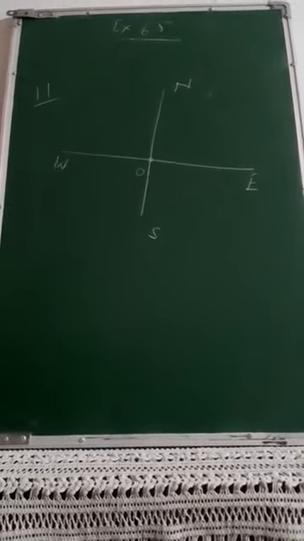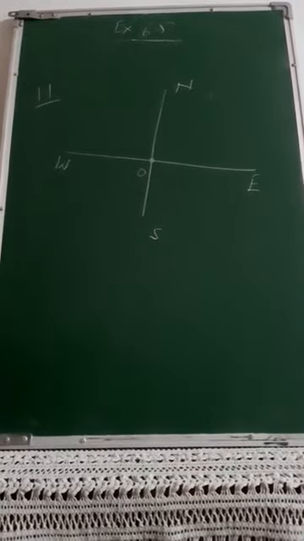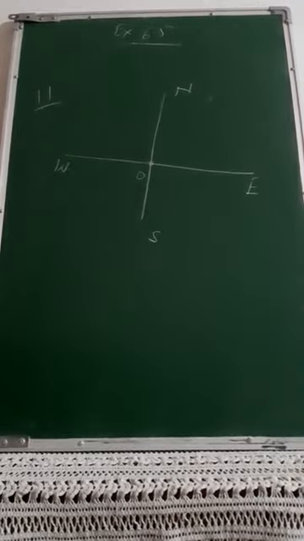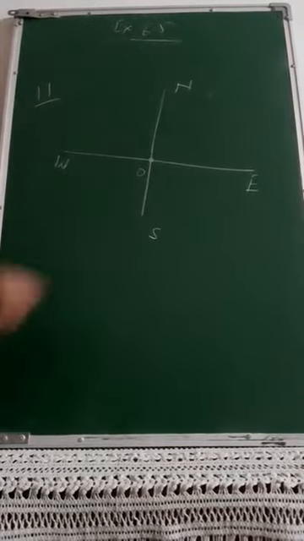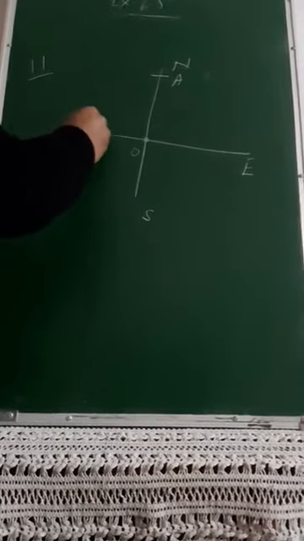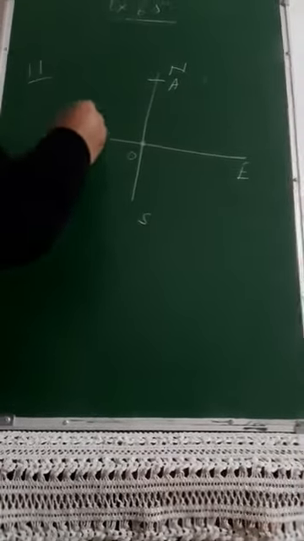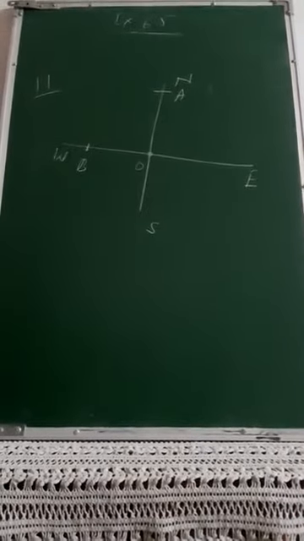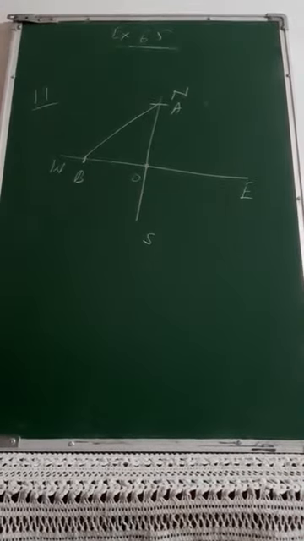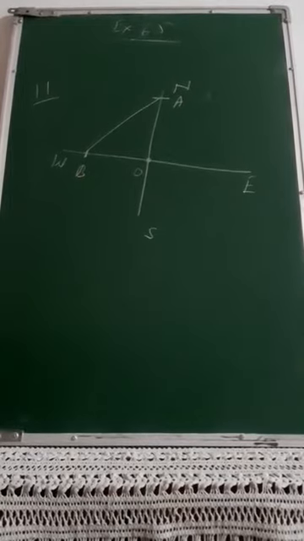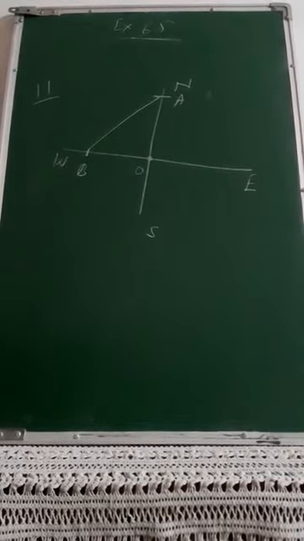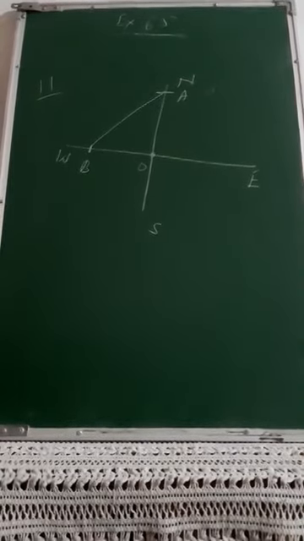So an aeroplane leaves an airport and flies due north at a speed of 1000 km per hour. At the same time, another airplane leaves the same airport and flies due west. So when it is flying due north, suppose it reaches at A, and when due west, suppose it reaches at B. Now I need to determine the distance between these two. How far apart will be the two planes after 1.5 hours? And these are the conditions I need to follow.